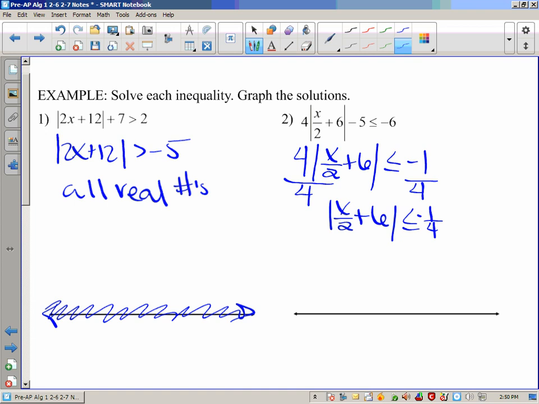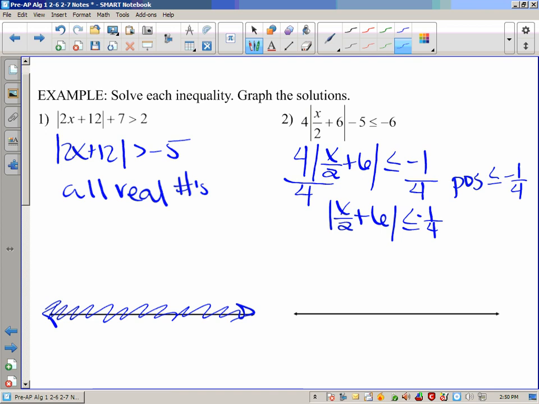So in both cases, in these examples 1 and 2, we had a negative value on the other side of the inequality symbol. But here, the inequality symbol makes a difference as to whether it's all real numbers for a solution or no solution. If we think again about what absolute value means, it means distance from 0. Distance from 0 is always positive. Are positive numbers less than or equal to a negative number? No, they are never less than a negative number. Positive numbers are greater than.